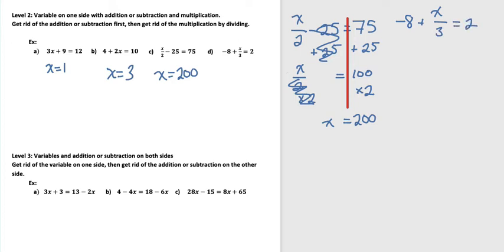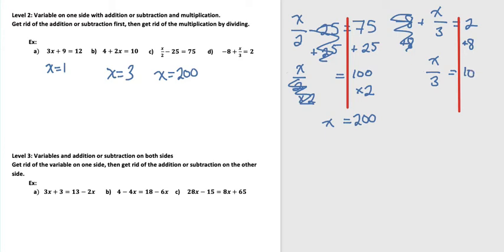Let's draw our line. We have to get rid of our addition or subtraction first. We have some subtraction. This is -8, right? We don't care about this sign right now. We care about this sign. So -8, to get rid of our -8, we add 8. We do the opposite. If we add 8 to this side, we have to add 8 to this side. We do that, so our 8's go away. We're left with x over 3 equals 2 plus 8, which is 10.